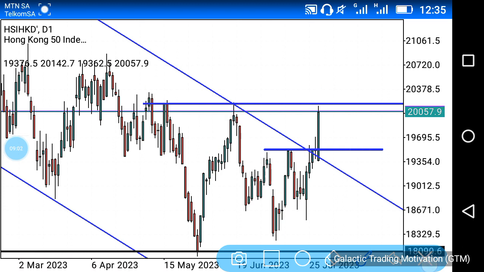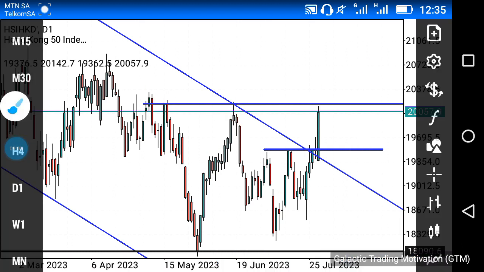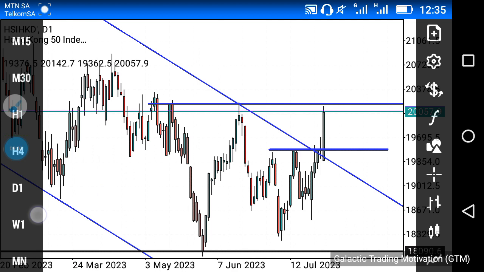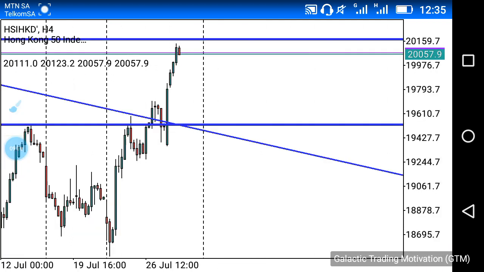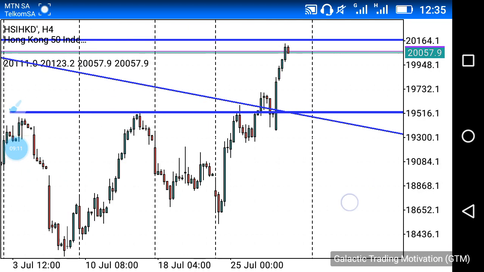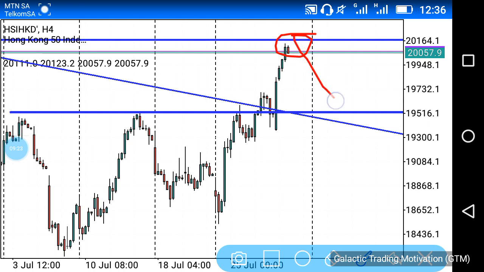Just to go back to the H4 chart, just bear with me. Here we are again on the H4 chart, guys. In as far as the H4 chart goes at this point in time, I don't see any actual opportunities in as far as buying or selling. However, as I said, we may potentially see the market from that level move further down to this level, and at this level is where I believe we should look for those potential buying opportunities.